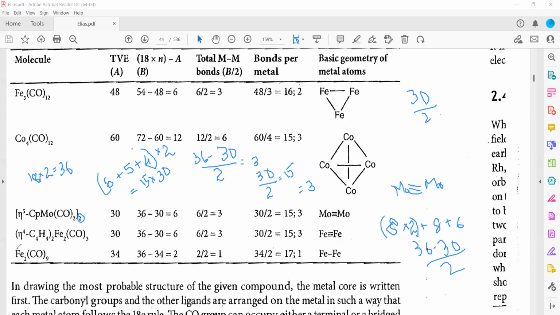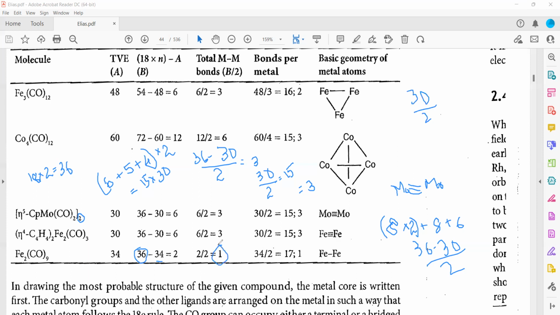So let us take the simplest example of all. It is iron to carbonyl line. Okay, it should be 36 electrons, 18 into 2. And how much does it really have? That is how we calculate the total valence electron count. So 8 into 2, 16, plus 9 into 2, 18. So 16 plus 18 gives you 34. So if you subtract and then divide by 2, you will get the value of 1.